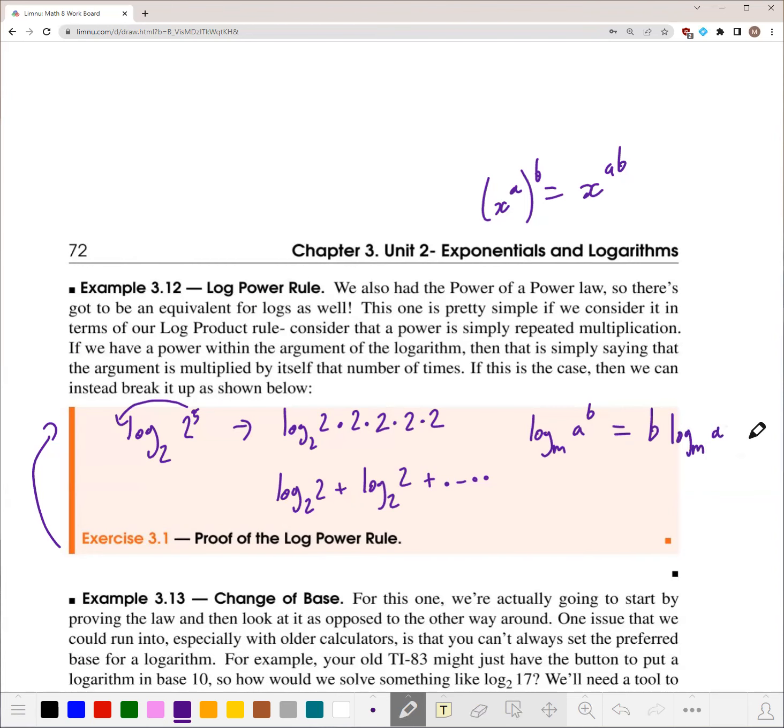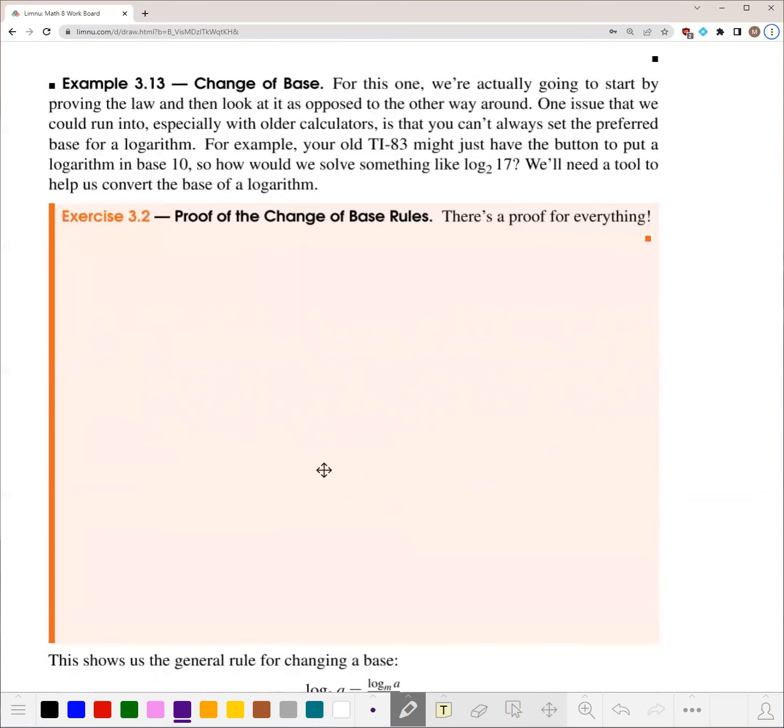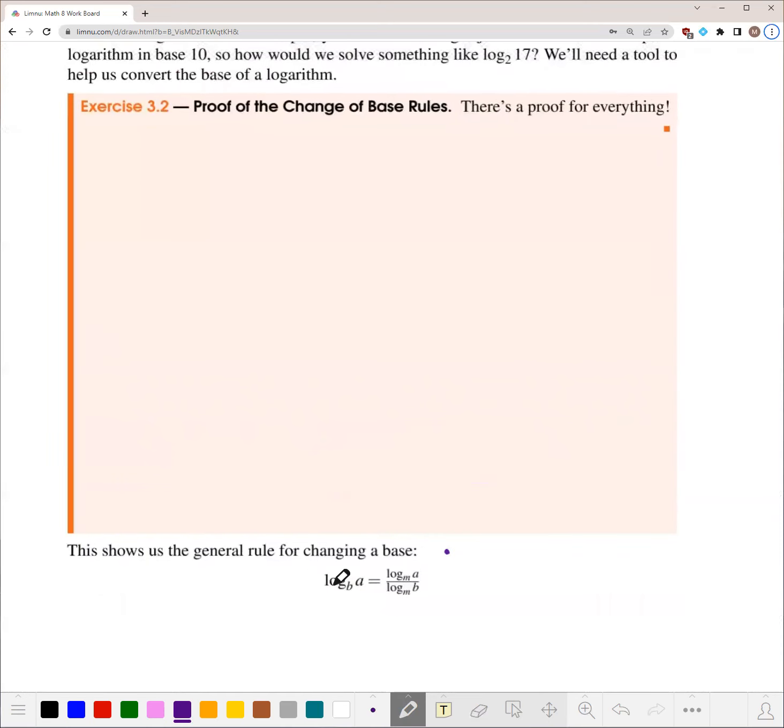Spicy. Now, I haven't deserted you mere mortals with TI-83s who are saying, I still don't know how to put in an exponent or a log with a different base. Like, what the heck? There's a really cool rule. And here's the rule down below. If I've got log base b of a, I can write it as log base m of a divided by log base m of b. What? That's kind of confusing, but I'll prove it to you.